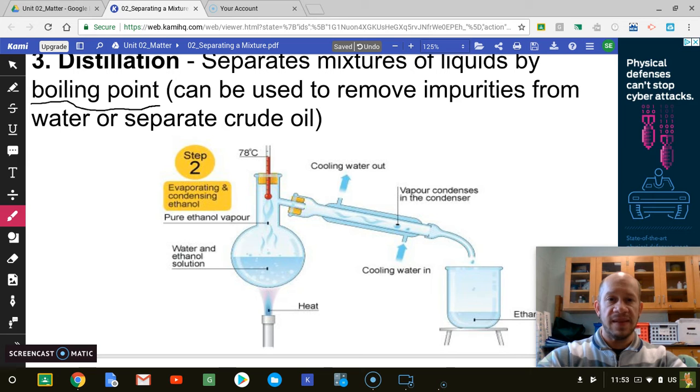The way this method works is I have a distillation set up. In here, I'll have a mixture of water and ethanol. These are two homogeneous mixtures, solutions, with different boiling points. So I'll heat them up, and the ethanol has a lower boiling point than water, therefore, it will evaporate and become pure ethanol vapor. Inside this little condensation tube is cold water.